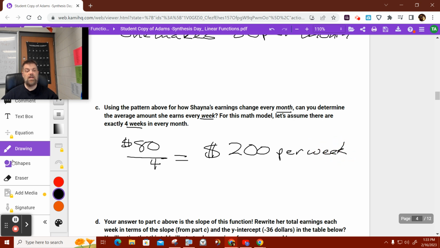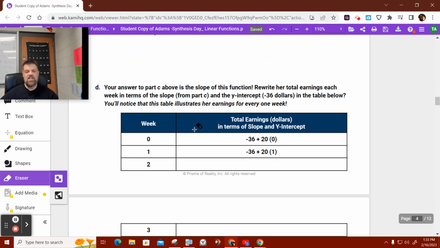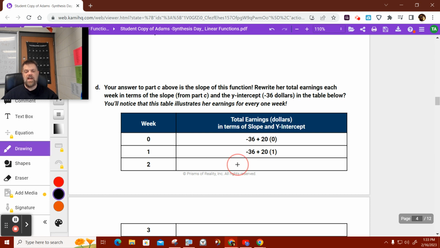200? What? Who put 200 down? What kind of crazy person did that? I just started writing zeros. So now if I want to figure out how much I make per week, I do the same thing. I'm going to say negative 36 plus 20 times 2. So what's that give you, though?